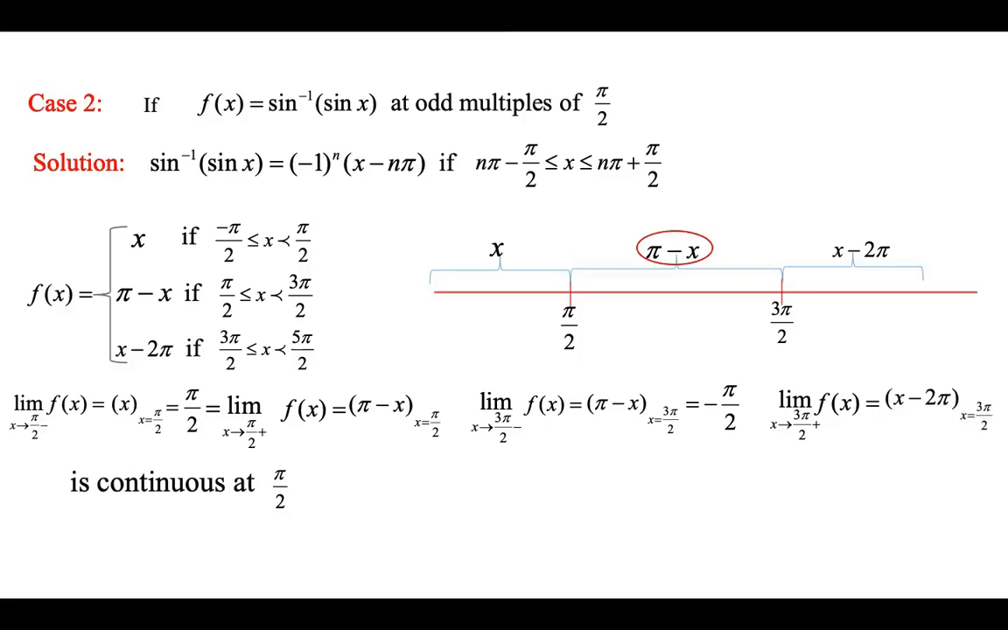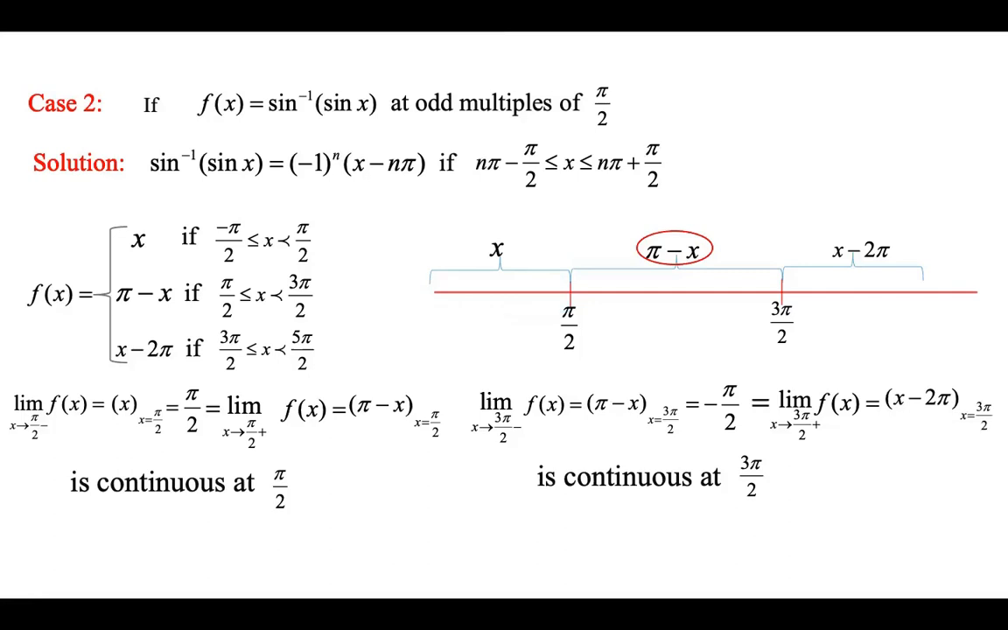When it is evaluated at x equals 3 pi by 2, that is 3 pi by 2 minus 2 pi, again minus pi by 2. So here also at 3 pi by 2, the left limit is minus pi by 2 and the right limit is also minus pi by 2. Therefore it is continuous at 3 pi by 2 also. So at odd multiples of pi by 2, this function is continuous. Let me check its differentiability.